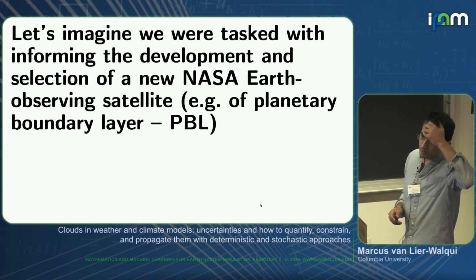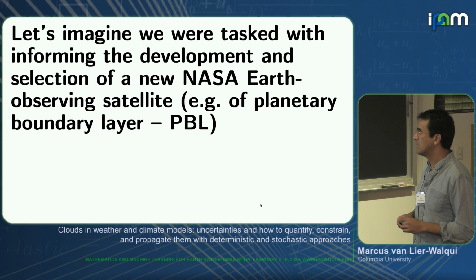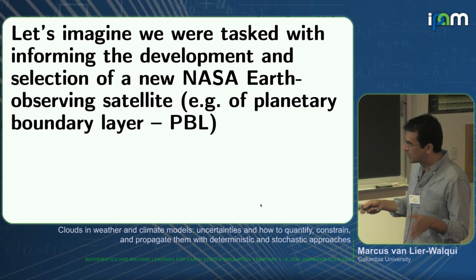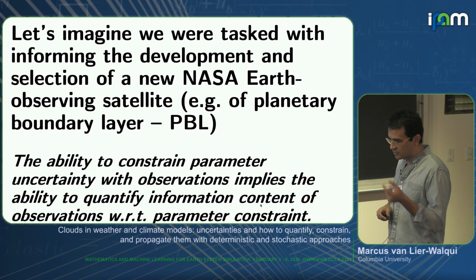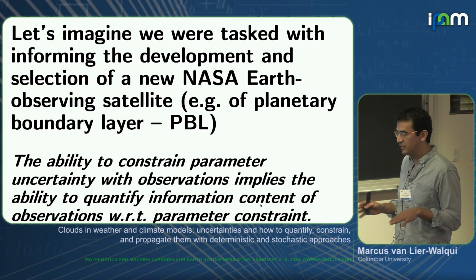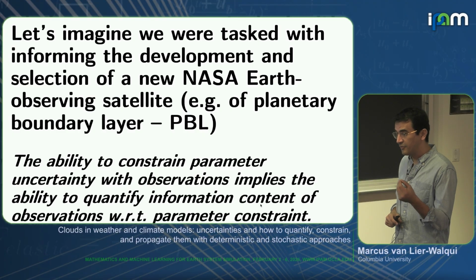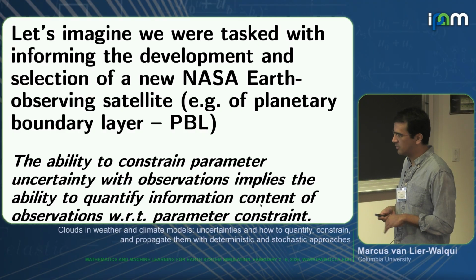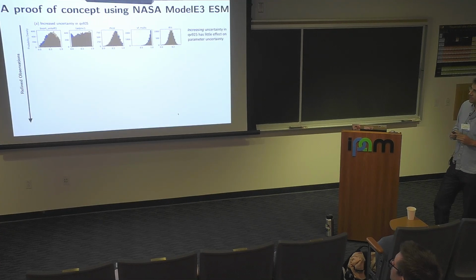Okay, so moving on, what can we use this for? Let's imagine NASA says, hey, build a new satellite, and choose the best way to build it. One interesting thing here is that the ability to estimate parameter uncertainty with observations implies the ability to quantify the information content of an observable. You look at how your parameter distribution changes when you add an observation, and you say, okay, I've gained information. We've played around with this a bit.